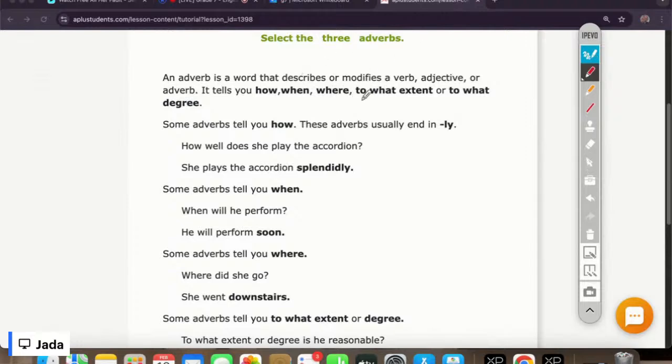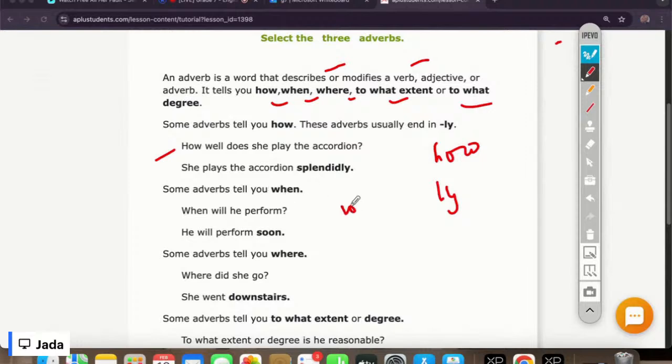Alright, so an adverb is a word that describes or modifies a verb, adjective, or adverb. It tells you how, when, where, to what extent, or to what degree. So some adverbs tell you how. These adverbs usually end with ly. How well does she play the accordion? She plays the accordion splendidly. So with ly is usually how. Okay, so how does something happen?